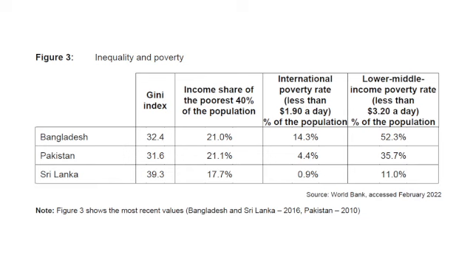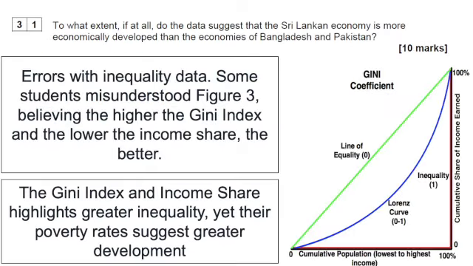So what it might suggest is they might have higher GDP per capita, but is it spread out amongst the population in terms of that income equality? Not as much. So the Gini index and income share highlight greater inequality, yet their poverty rates do suggest greater development. So there is a little bit of conflict between the data, but that's fine. You can share that. You can explain that. That's absolutely fine. That can help with evaluation.